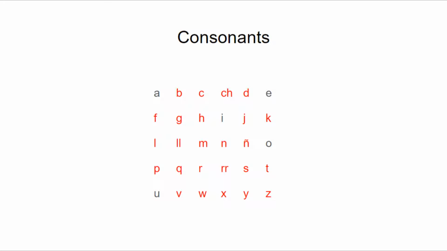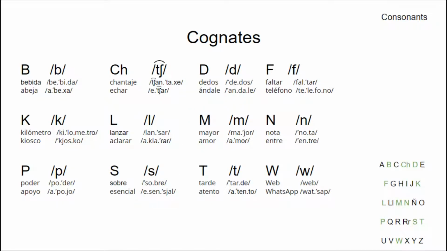We will go over the consonants first. There are 25 consonants in the Old Spanish alphabet and 22 in the current Spanish alphabet. These letters are pronounced exactly the same way as they would be in English. We have B, Che, D, F, K, L, M, N, P, S, T, and W. Notice that all of these are not aspirated, which means if you put your hand in front of your mouth, no air will come out when you say these.